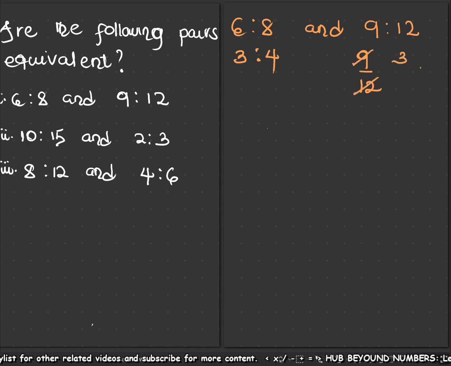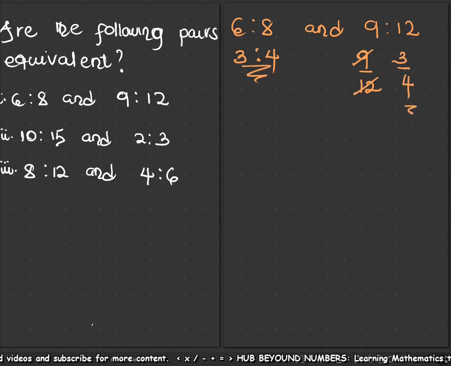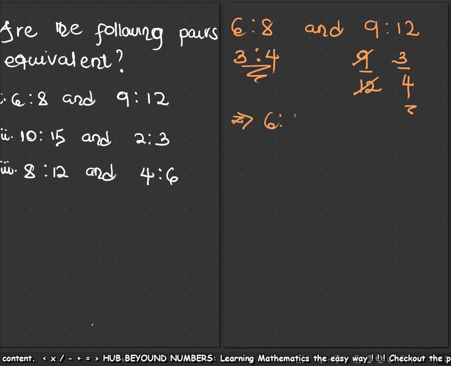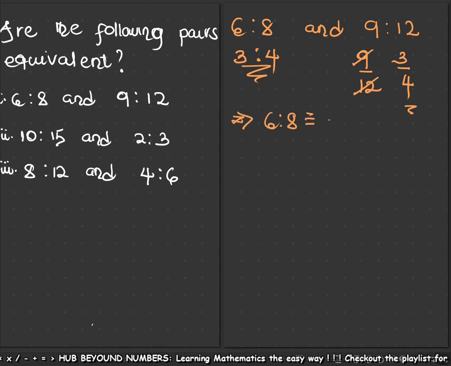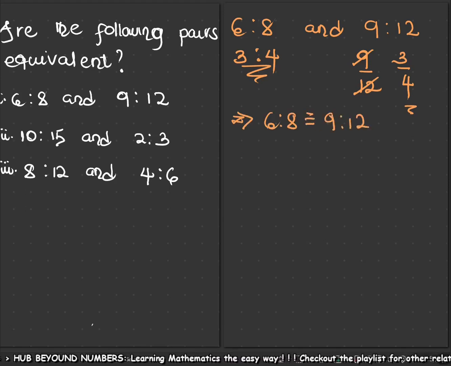3. And then into 12 how many times? 4. As you can see, they both give us the same simplest form, right? So it simply implies that what? 6 is to 8 is equivalent to 9 is to 12. Very, very simple. Let's look at the next one.